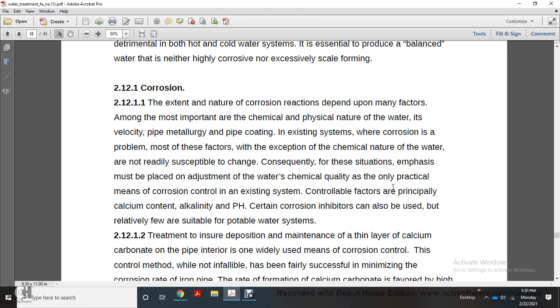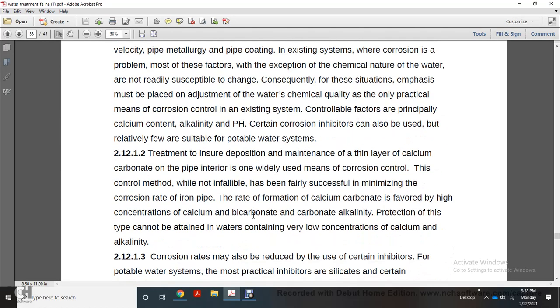Existing system controllable factors are principally the calcium content, alkalinity, and pH. Certain corrosion inhibitors can be used, but those are not suitable for a public water system.